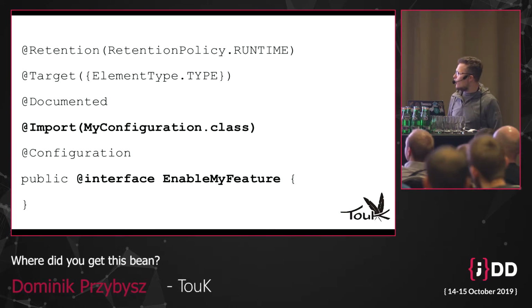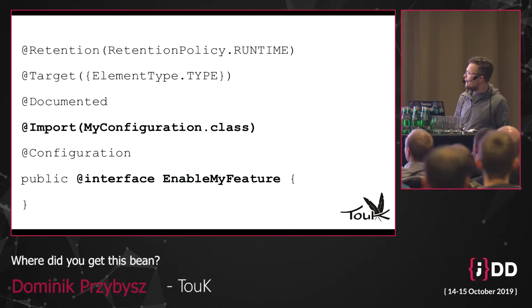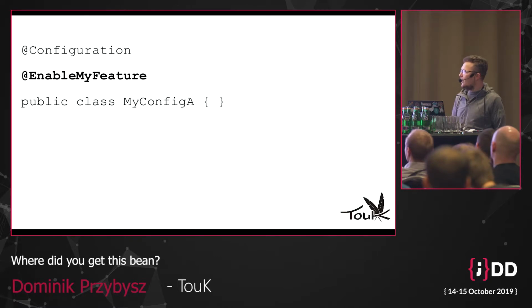We could create our own annotation, for example, EnableMyFeature, and put Import MyConfiguration on top of it. And then the only thing we have to do is to put EnableMyFeature on our configuration class, and all the imported things will be imported into this configuration.